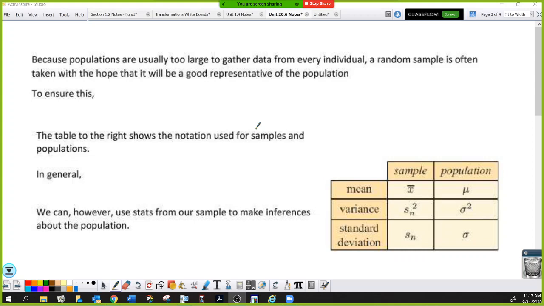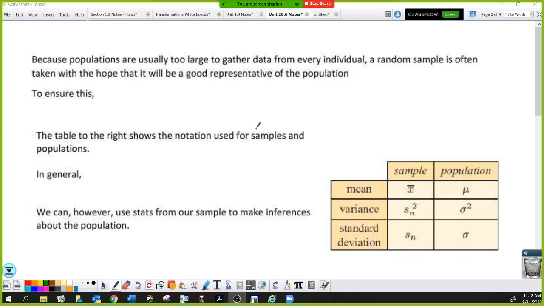Because populations are usually too large to gather data from every individual, a random sample is often taken with the hope that it will be a good representation of the population. And that's really what statisticians do. You take small amounts of data and try to use that data to make predictions and draw conclusions about larger populations. It's just the best thing we can do.